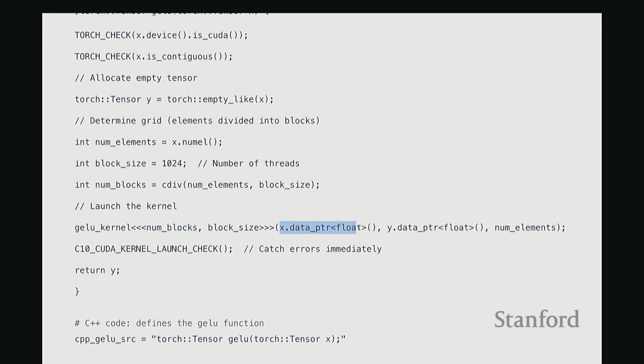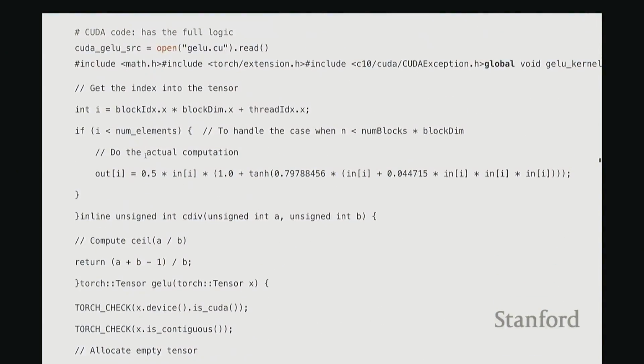And then I'm going to pass in the pointers to x's and y's, right? I'm not actually going to pass the values of x's and y's, and the total number of elements. I need this to compute essentially the boundary conditions of my kernel. So now let's go to the actual kernel itself, right?